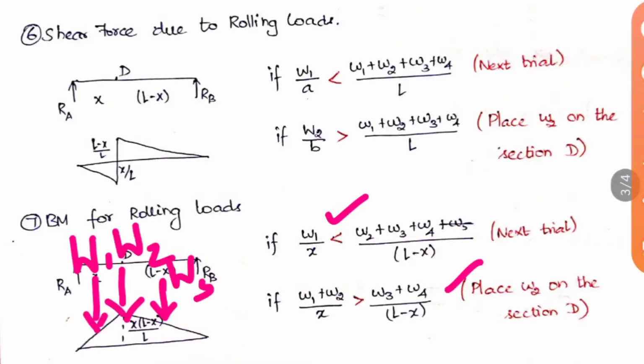In the same way, you have to find the ordinates for all the 4 loads, and here you have to take the area, because in bending moment we know that you should multiply the area with this load. With that you can find the bending moment for the rolling loads.